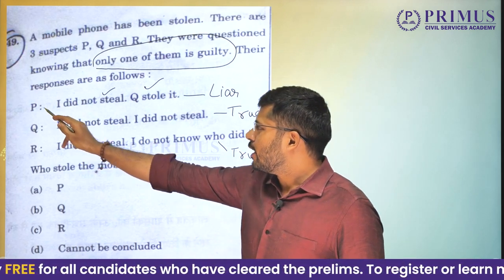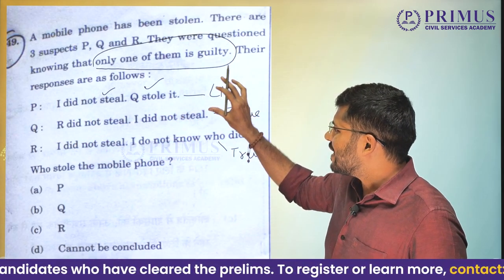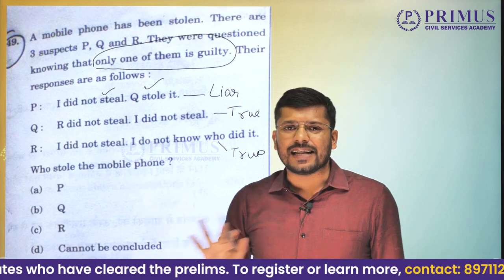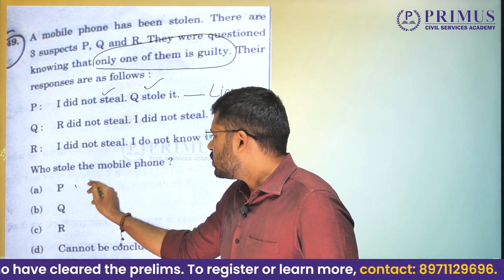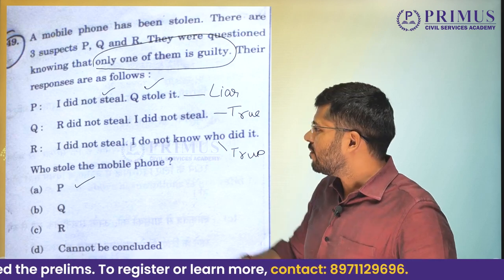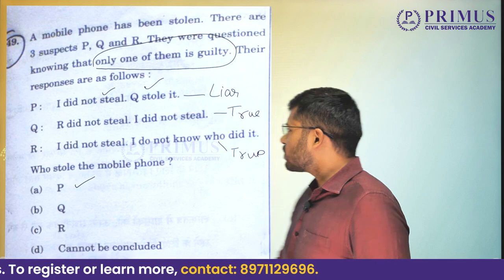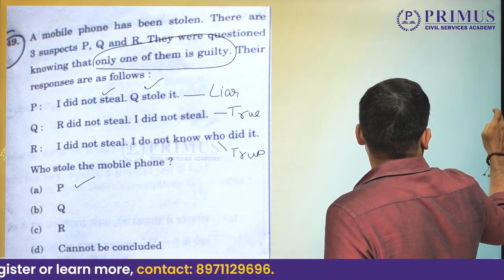So if we assume that P is guilty, then we can establish that P is lying and Q and R are telling the truth. So it is possible that P is the thief, but we cannot conclude that P is the thief by just this assumption. We need to check Q and R also. So we will check for Q and R now.